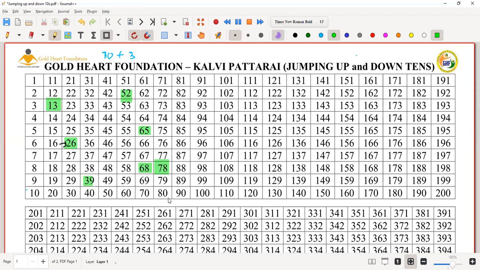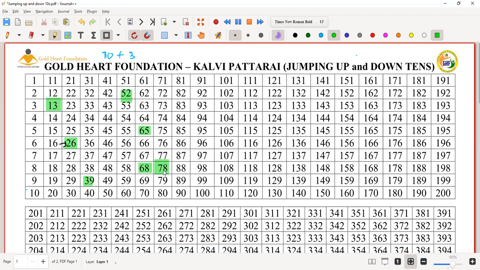What is 39 plus 3? 42. Plus 10? 52. Got it? 52 plus 3, 55. Plus 10, 65. 65 plus 3, 68. Plus 10, 78. What is 78 plus 3?